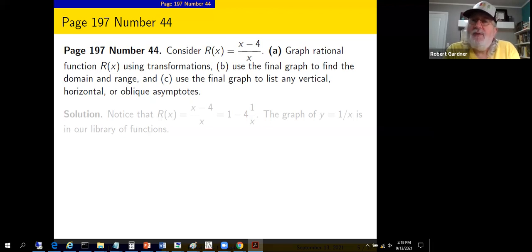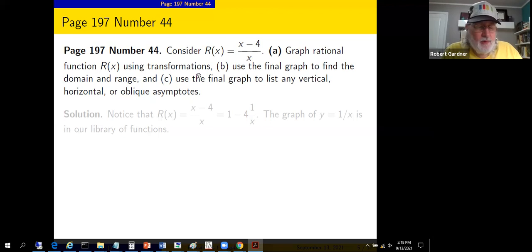Where's the denominator 0? At x equals 0. Then, by that theorem we just stated, I bet you that's a vertical asymptote. I bet we have a vertical asymptote of this at x equals 0. All right, they ask us to graph it.